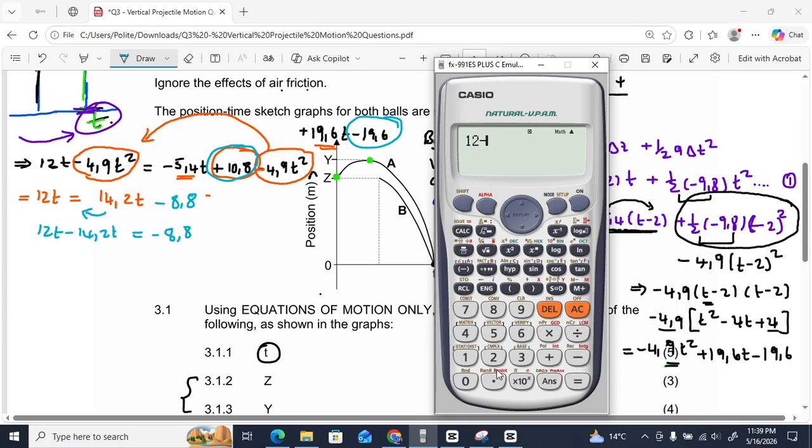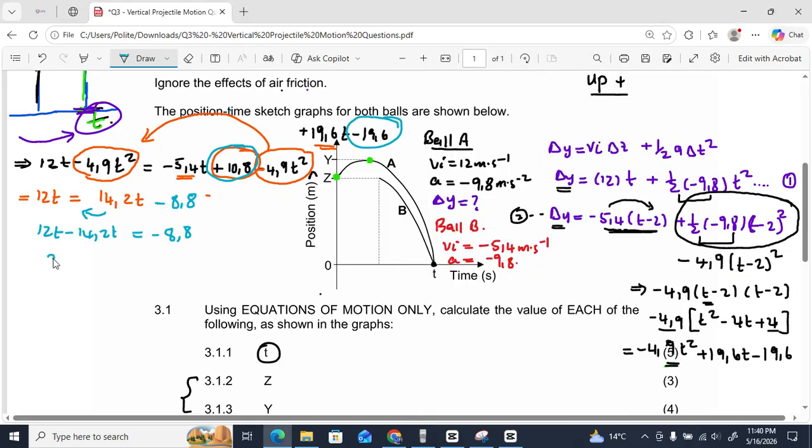12 minus 14.2. What is that equal to? This gives us negative 2.2 t. Negative 2.2 t is equal to negative 8.8. Therefore, divide both sides by negative 2.2.